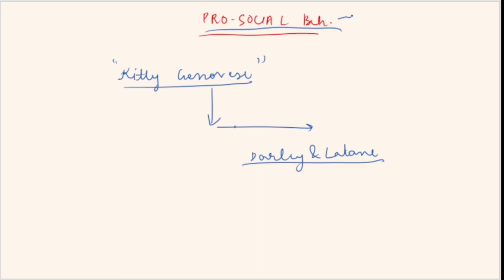So they gave different phenomena, different reasoning for the same, and they also talked about the decision stages that a person goes through while deciding to help another person. Okay, so we learn about those stages. So the first stage would be what? The first stage would be to notice an event.